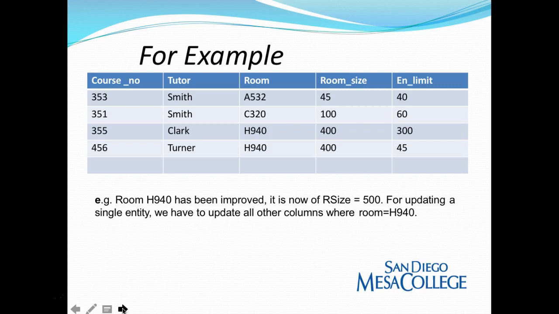So if we update a single entity, we would have to update all the other columns where the room is H940. So let's say we updated the course number 355 and changed the room size to 500. Unfortunately, we'd also have to update that fourth record as well. Because, again, there are two separate entities here inside one table, we have the risk of an update anomaly. The fact is we might update one record and leave the other records to not be updated at all.